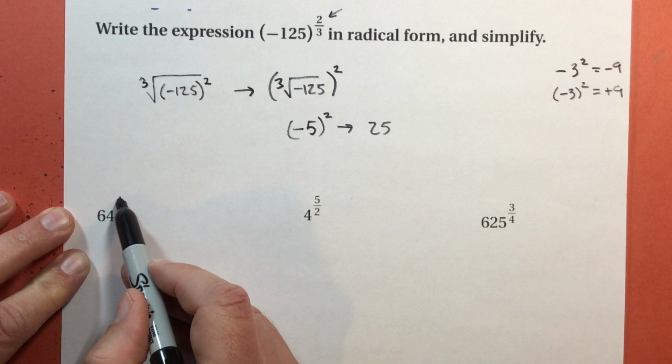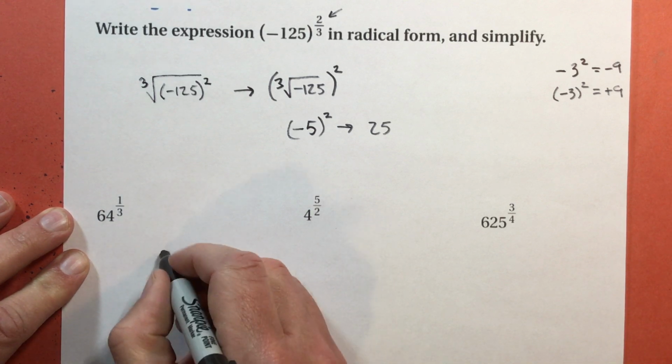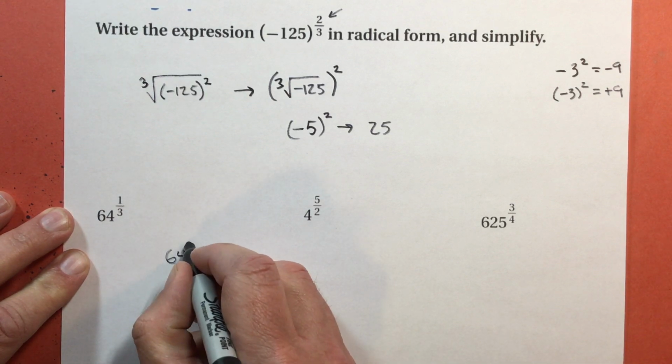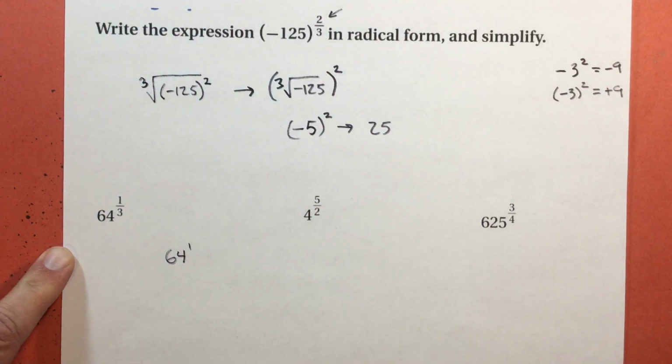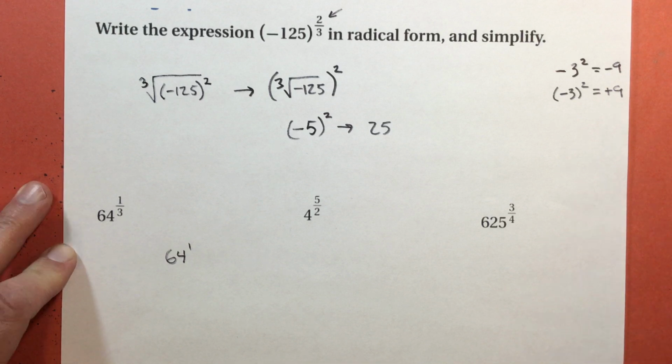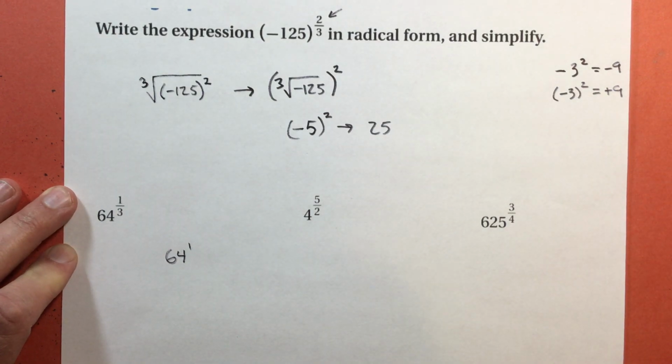Since the numerator of this rational exponent is 1, I'm going to have 64 to the 1st power. Normally we don't write that. That's one of those things that we have hidden. However, I'm going to do it for demonstration purposes. I'm okay if you write it, because I'm always okay with you showing hidden stuff. But I want you to see where that goes.